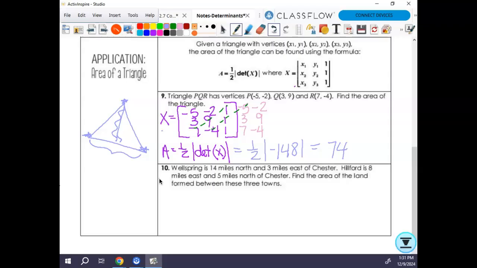All right, any questions at all? We good? If you didn't get that negative 148, did you find where you went wrong? Because it's so easy, isn't it? It's easy to mess up a sign somewhere. It really is, so just be careful.